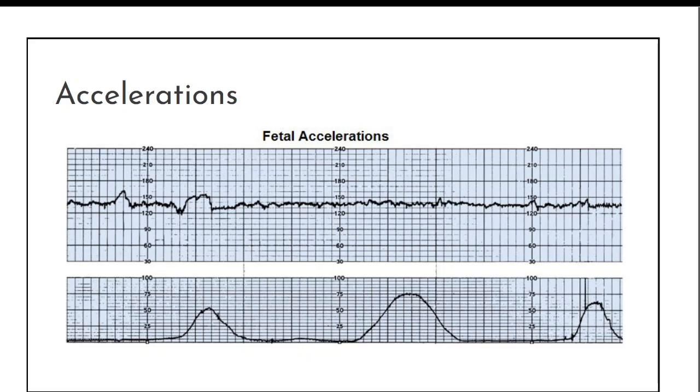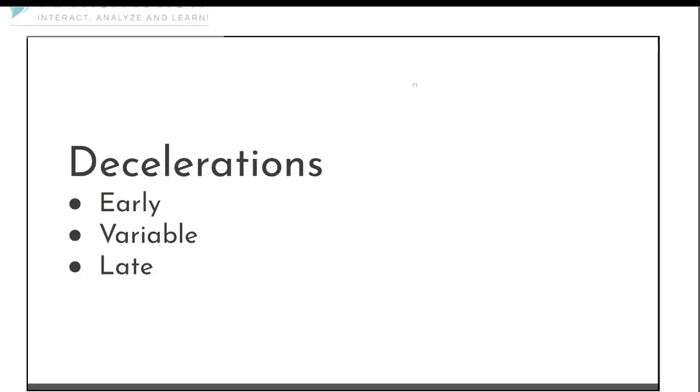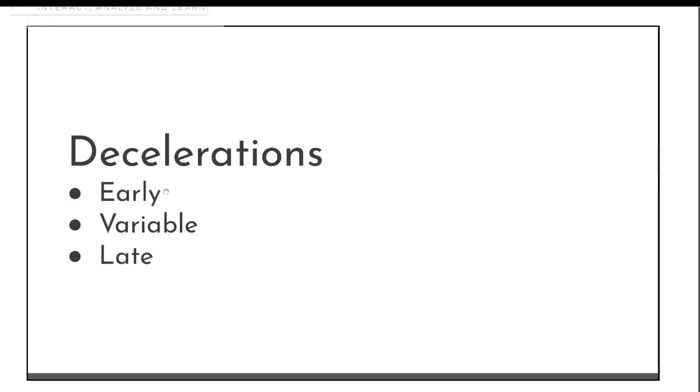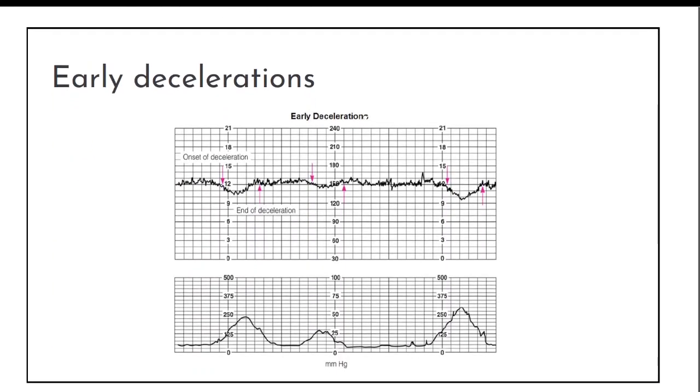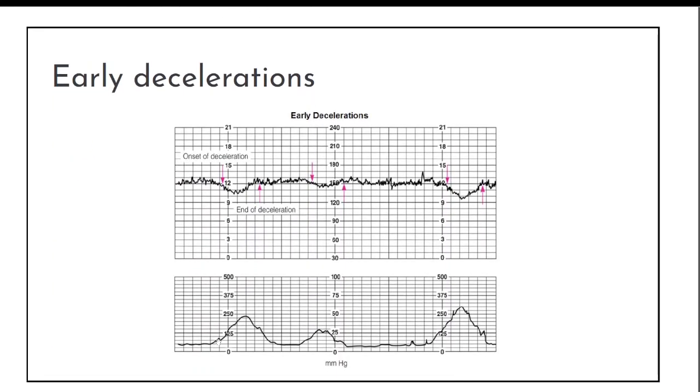Now, the last thing you'll be monitoring for in the fetal heart rate strip are the decelerations. And we have three types: early, variable, and late. Early decelerations happen at the same time as contractions. So when you look here, we have a contraction, wonderful. And at the same time, that baby's heart rate slows down. It decelerates. Early decelerations happen because of head compression.